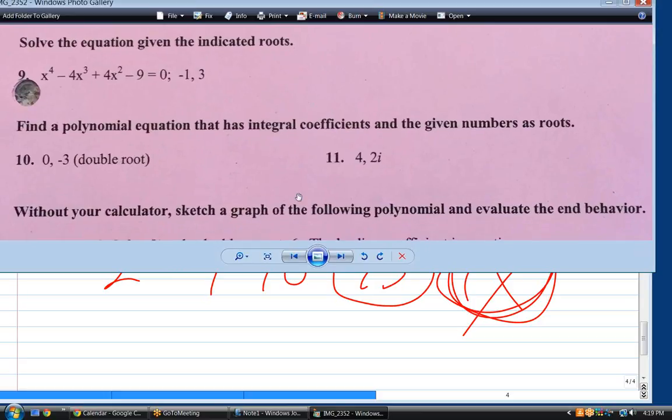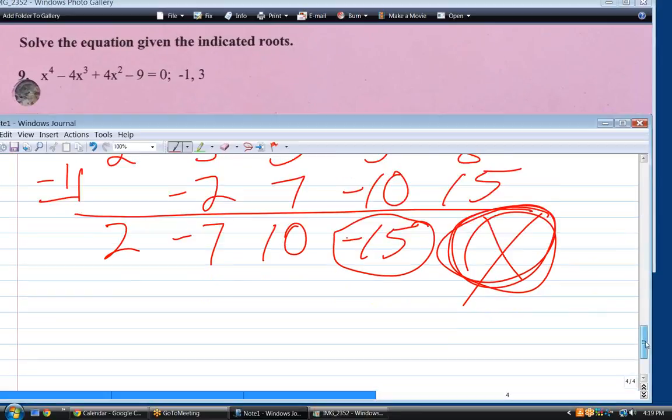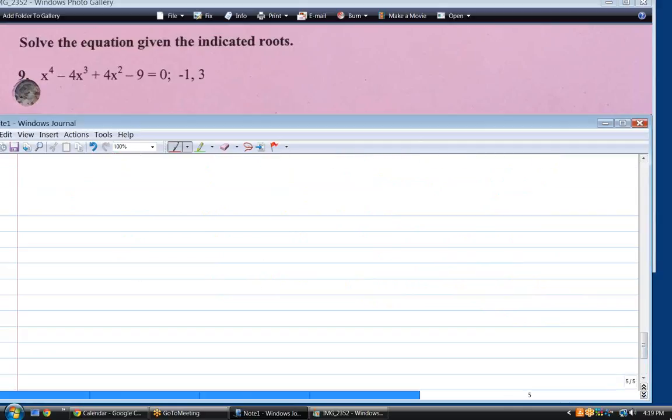Solve the equation given the indicated roots. How are we going to do this? Use synthetic division twice. Yes. Start with the first number. Now we know it's a root, so we know we're going to get 0 here.